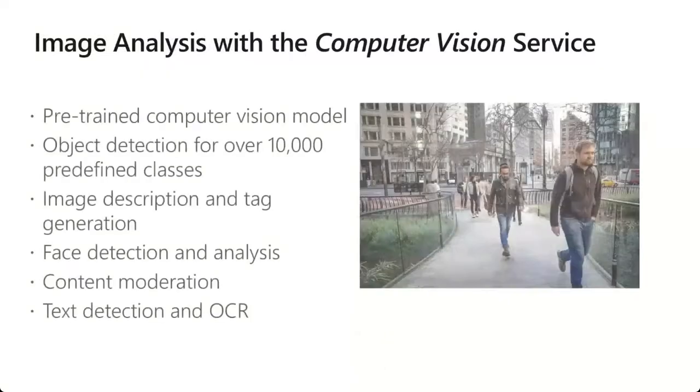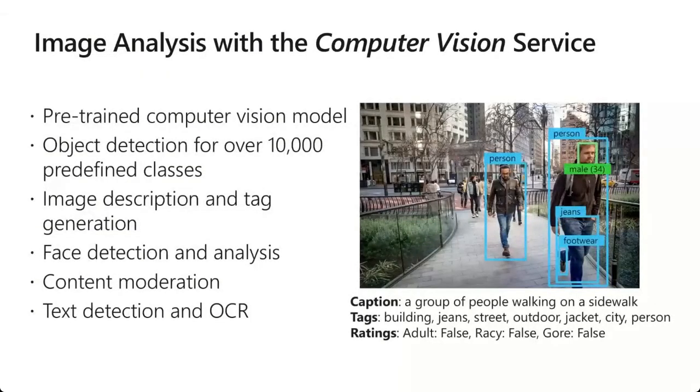When we're looking at image analysis, the computer vision cognitive service provides a pre-trained computer vision model that you can use to analyze images. And the model can detect and locate over 10,000 classes of common objects, like you see in the picture here: a person, an apple, a couch, a dog, a mountain, or jeans, as you can also see in the picture. And it can generate automatic captions for the image and a set of relevant tags that relate to its contents.